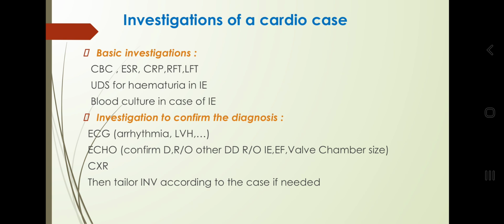ECG can give you an idea about arrhythmia, and left ventricular hypertrophy, which means the patient has long-standing uncontrolled hypertension, or there is pressure overload due to aortic stenosis. Echo can confirm the diagnosis, rule out other differential diagnoses, rule out infective endocarditis, detect ejection fraction, and give you an idea about the valve gradient and chamber size. Chest X-ray in case of calcification or cardiomegaly. Then tailor investigations according to the case. If needed, in a case of HOCM we may need cardiac MRI, in a case of heart failure we may need pro-BNP, and so on.